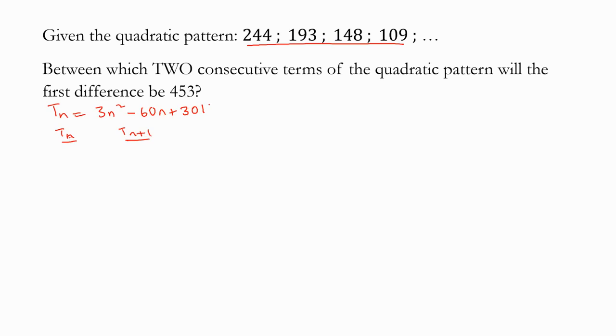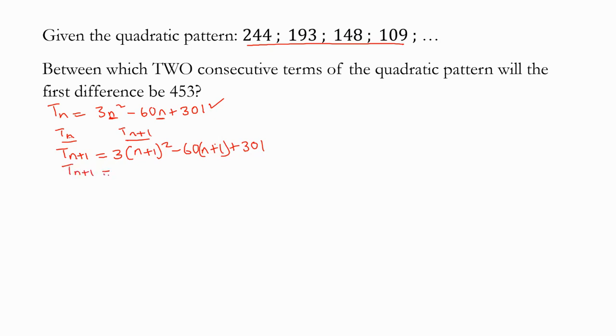So we have our Tn here. Let's find our Tn plus 1. So Tn plus 1: where there's n, we put n plus 1. So it's going to be 3 times n plus 1 squared minus 60 times n plus 1, then plus 301. Right, we can simplify this.